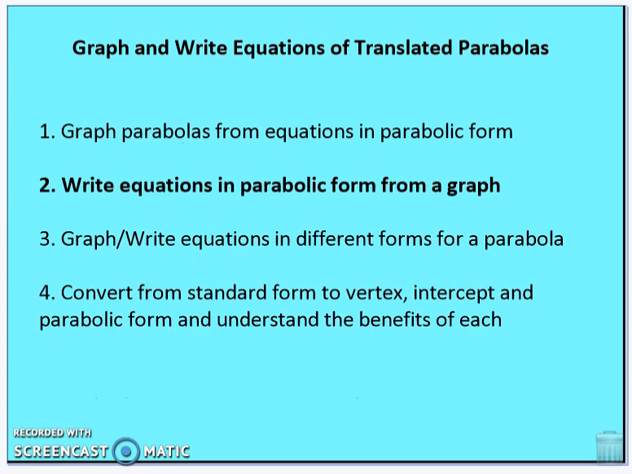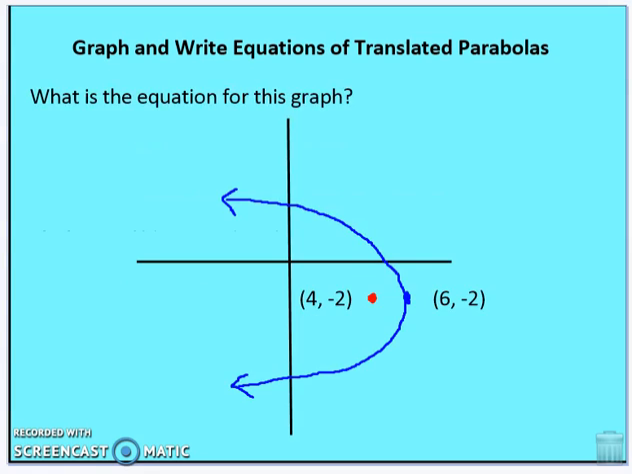Okay, so now we're going to write equations in parabolic form. Some people call this general conic form for a parabola from a graph. All right, so I want you to take a moment and see if you can create an equation. So the 4p times y minus k is equal to x minus h squared, or 4p times x minus h is equal to y minus k squared. See if you can write this particular graph in that form.